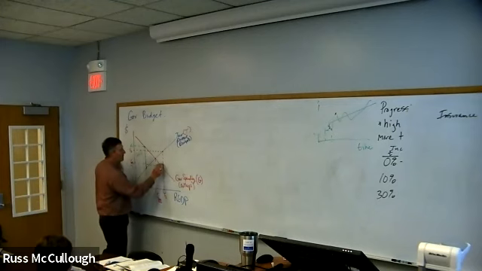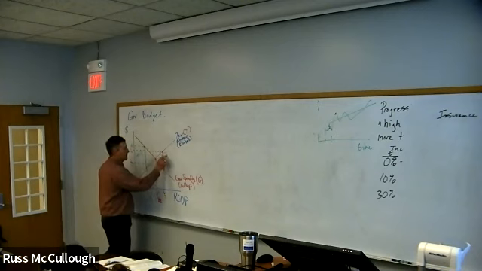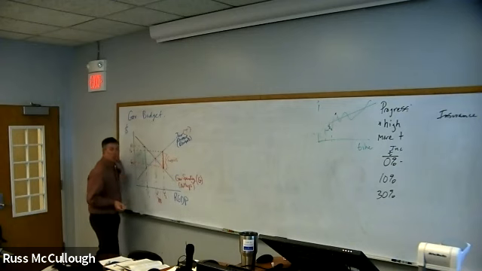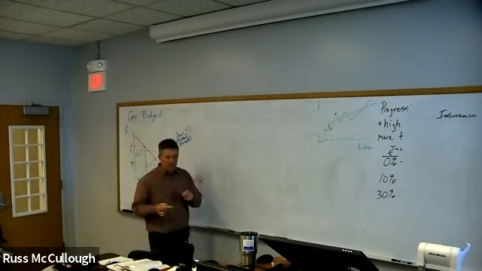And what do we call this vertical distance? Surplus, which we don't see. We almost don't know what that is in the United States. But that is a government surplus, where we've actually collected taxes in excess of government spending.